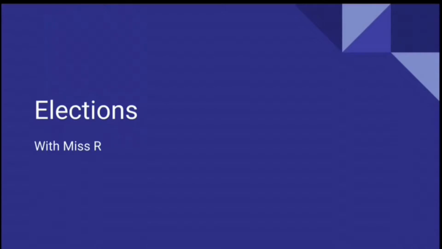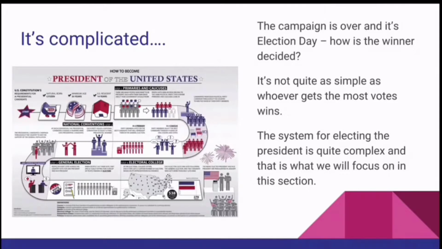Hi guys, today we're going to be talking about elections and the process that occurs in order for an election to happen and someone to actually get office. First thing you need to know is that it is extremely complicated. You would think that people just go to the voting booth on election day, they place their vote, and whoever gets the most votes wins. But that is not what happens.